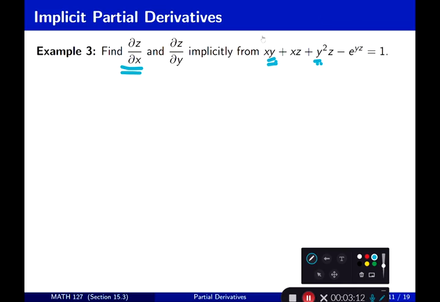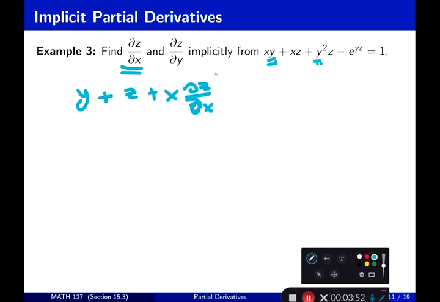So here, constant times x, and now I'm taking the partial derivative with respect to x, so this is going to be just a constant. Then x times z, a product of two functions, so you have to use the product rule. The derivative of x times z is 1 times z, plus x times the derivative of z. What is the derivative of z? That's the partial of z with respect to x.